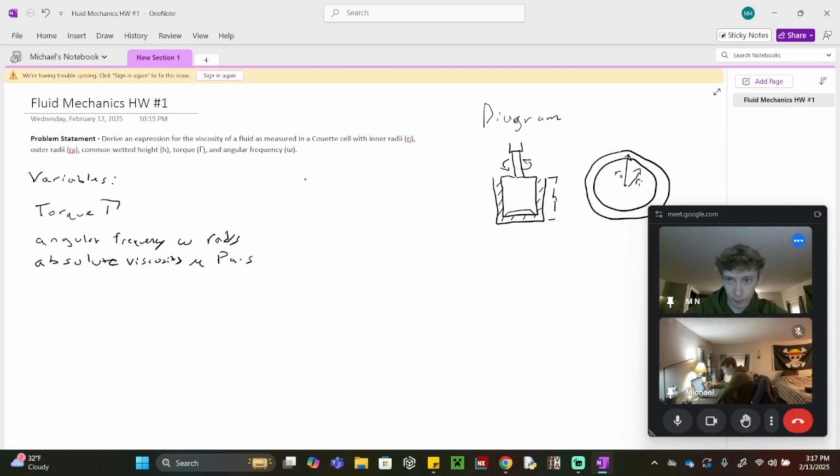So this fluid that we're going to be solving for is a Newtonian fluid. And Newtonian viscosity is shown as this equation, which is shear stress equal to the absolute viscosity times the shear rate. So we'll label these shear stress and our shear rate.